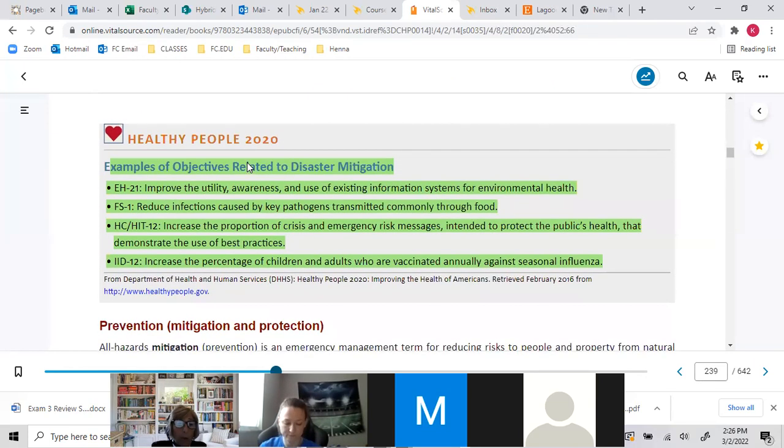Here are your four Healthy People 2020 goals related to disaster mitigation. If you get asked a question about Healthy People 2020 objectives related to disaster mitigation, there are only four right answers. Anything else may sound good and seem to make sense, and there are lots more, but these are the four specific Healthy People 2020 goals.